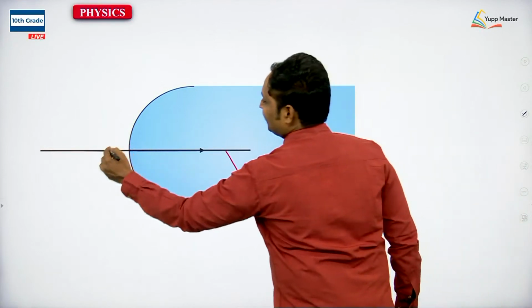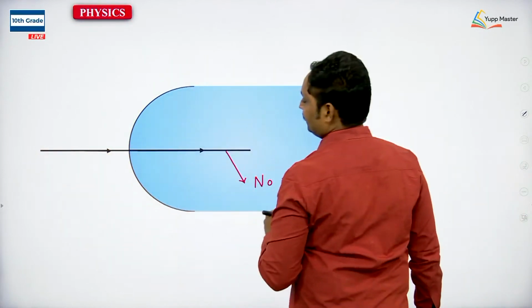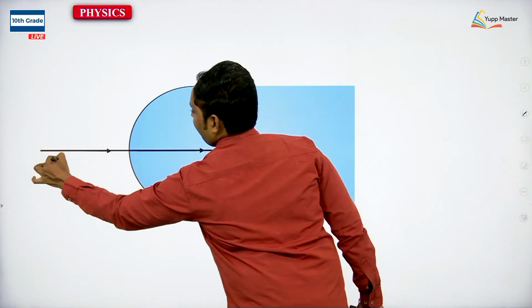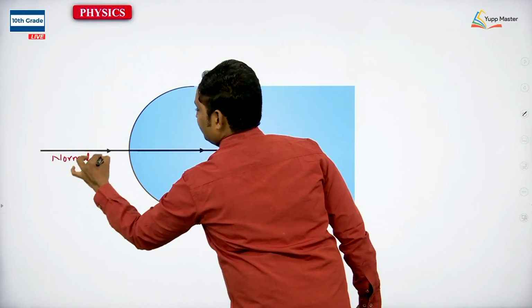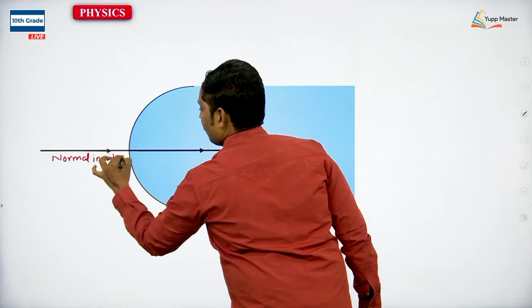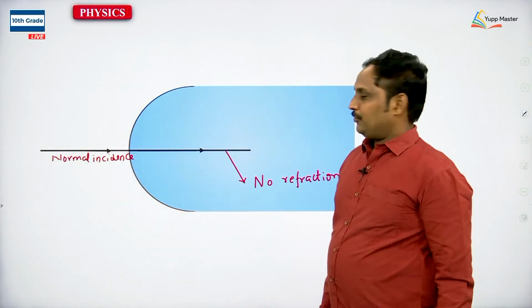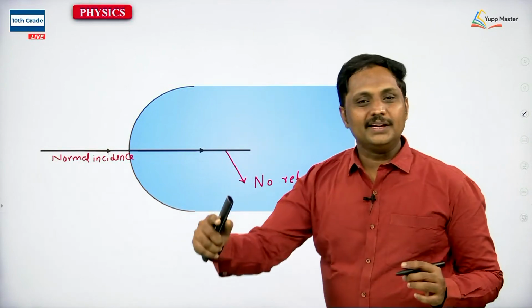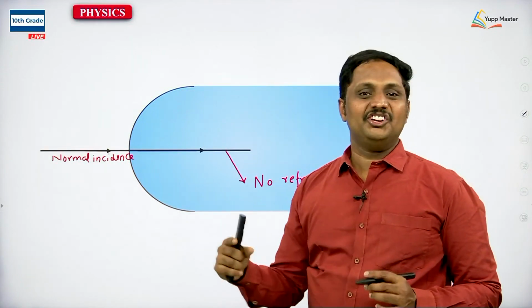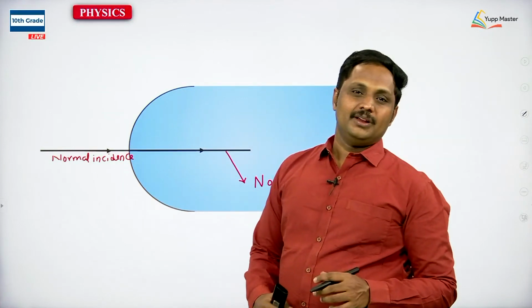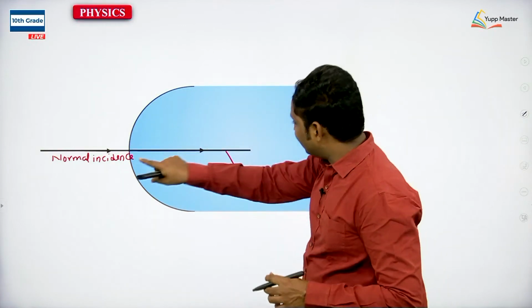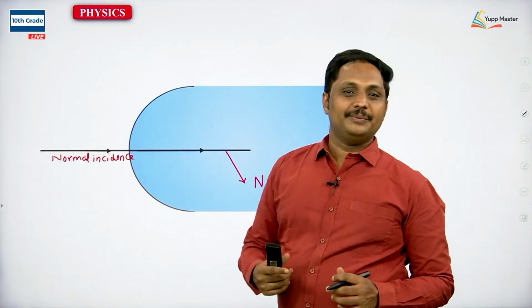Because it has been incident normally, it is going to be incident normally. Normal incidence is very clear. If you take a light ray which has been incident normally, it does not show any difference. It is going to move in its straight-line path, there is no refraction.